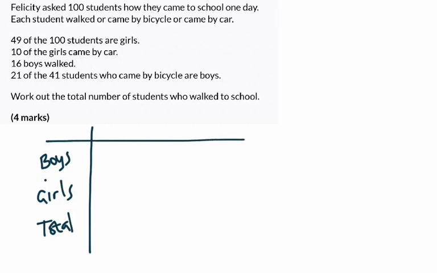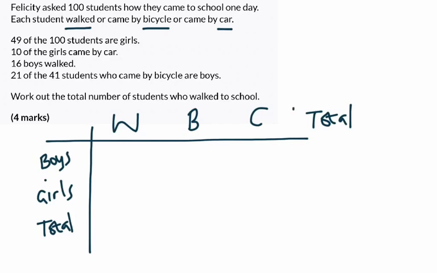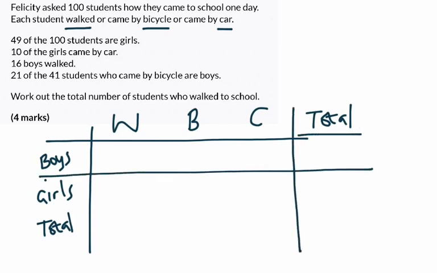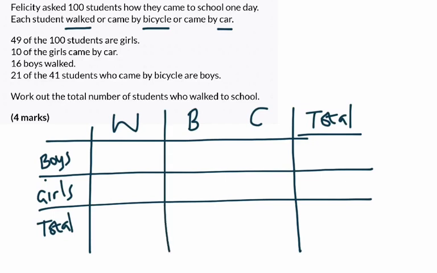And then going across the top of my two-way table, I'm going to choose the different options. So I've got walk, bike or car, and I'm going to abbreviate that. And let's not forget, it's really important that we get that total column on the end as well. Okay, so I'm just going to draw some lines in so it's a little bit clearer. Right, let's fill in some information that we actually know.